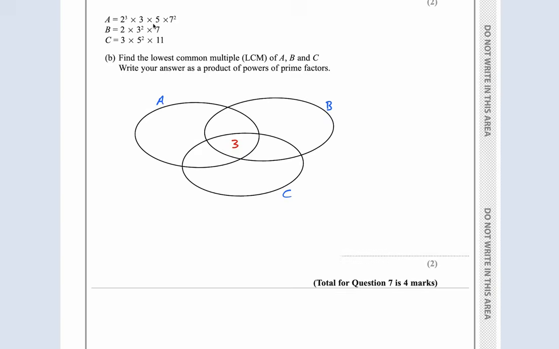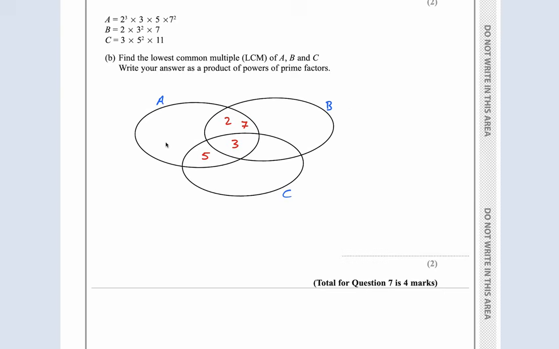Well, in A and B, we have a 2, and we have a 7, and we have the 3 that's already here. What's common to A and C? We have the 3 that's already there, and we have a 5. And what's common to B and C? Just the 3 and nothing else.